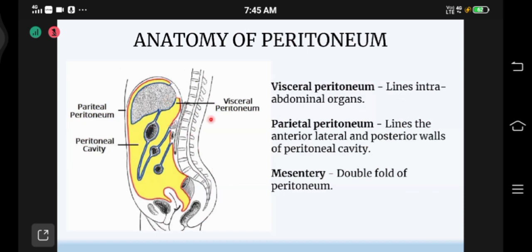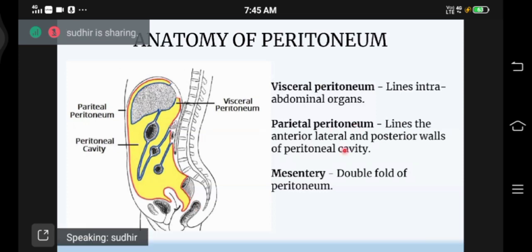So essentially we have visceral peritoneum that lines the intra-abdominal organs. You can see the blue lines here. This particular represents the liver, large bowel, small bowel, which are lined by the visceral peritoneum, right? Then we have parietal peritoneum. Essentially the red lines here, you can see, along the anterior wall and along the posterior wall, and in the coronal plane it will be on the lateral aspects. So that forms the parietal peritoneum.